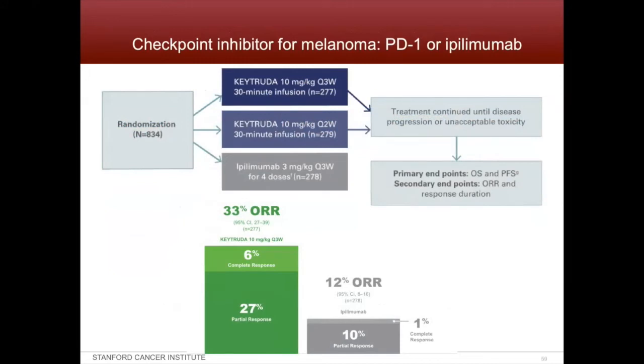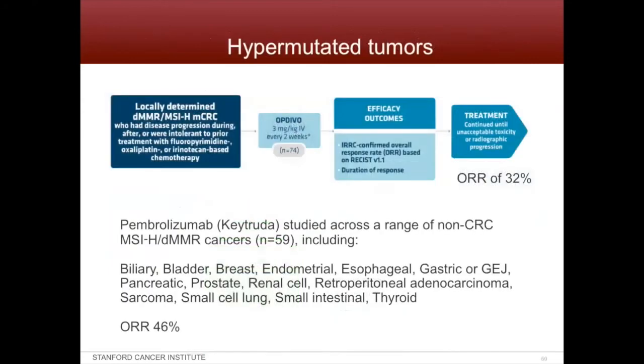So this is in melanoma. Ipilimumab is Yervoy, the anti-CTLA-4 that had already shown activity in melanoma. Then when they gave a PD-1, it showed better activity, and so it's approved.